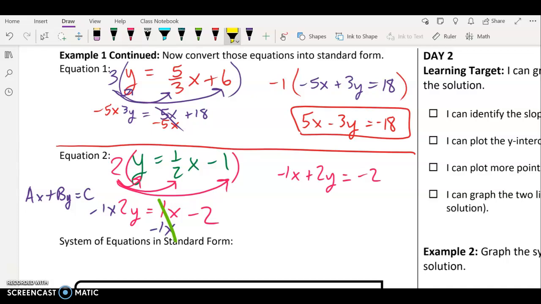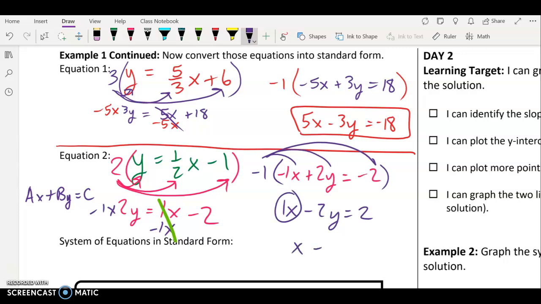If you also recall, the very first term, the a value, cannot be negative. So in order to make it not negative, we're going to multiply the whole thing by -1, because this does not change the number, it only changes the sign. So negative times negative is positive, 1x. -1 times 2y is -2y. And -1 times -2 is +2. Now, the only thing I would change about your answer is that you don't need to put the 1 in front of the x. You can just put x.